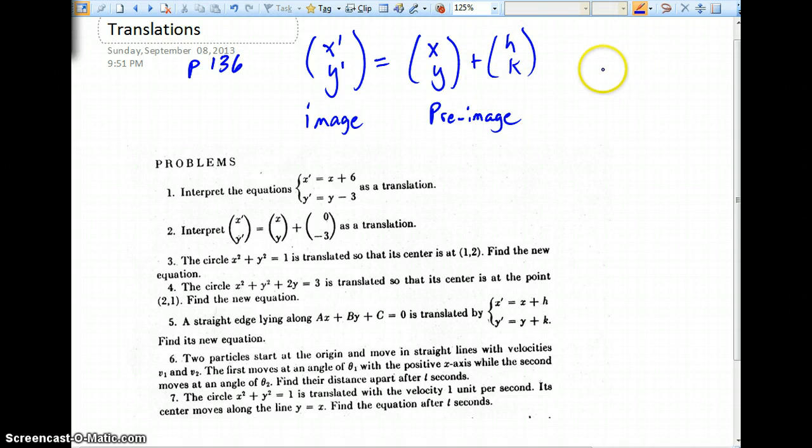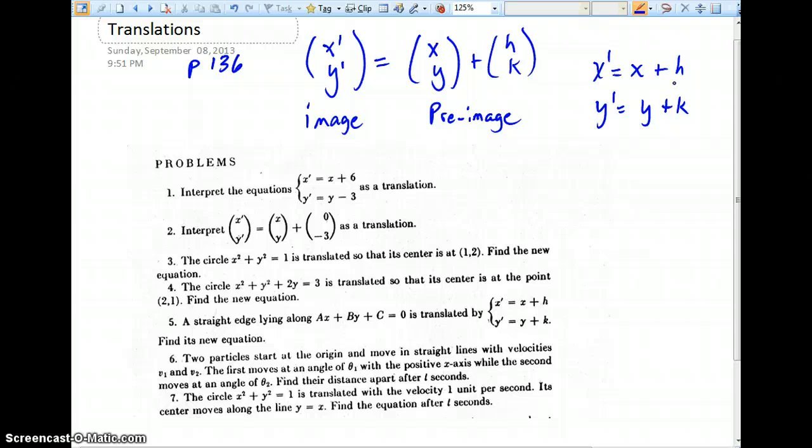I think it's important for us to also see that we could write this in just a regular equation form without matrices at all. Look, in our array here, the top entries, x prime would equal x plus h. Y prime, our bottom entry, would equal y plus k. So h is going to be a number that we're adding, or subtracting if it's negative, to our pre-image x coordinate. Likewise, k is a number that we are adding, or subtracting if it's negative, to our pre-image y coordinate.